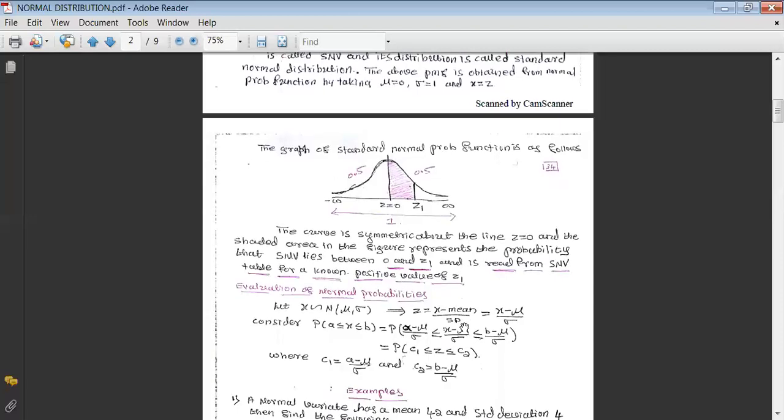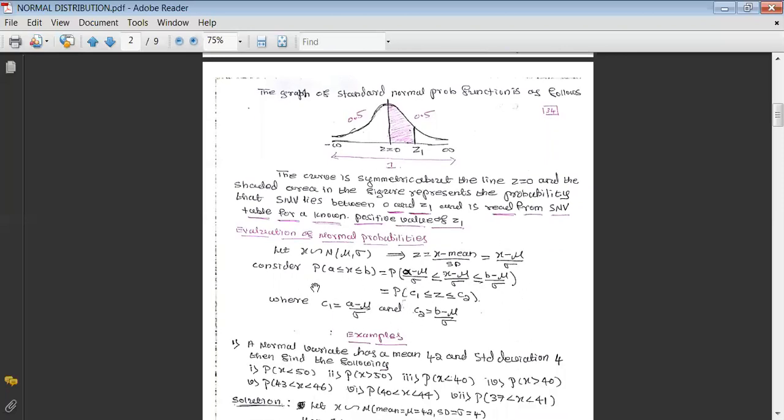And how to evaluate the normal probabilities? One thing you have to keep in mind is that normal probabilities cannot be evaluated directly by integration. First of all, as it is a continuous variable, that's why we are talking about integration. But every normal has to be converted to standard normal using the rule: value of the variable minus its mean, divided by standard deviation. Then we have to use the standard normal table to calculate the required probability.